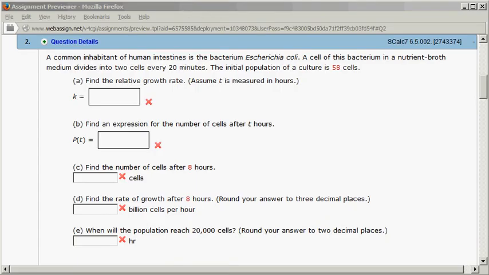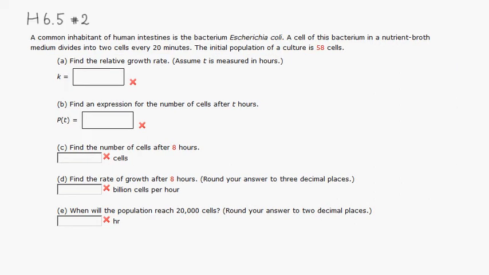All right, let's look at homework 6.5, problem number 2. This is a bacterial population problem. A population of bacteria basically doubles every 20 minutes. The initial population is 58 cells. It's actually easier to just do part B first, so let's look at that.